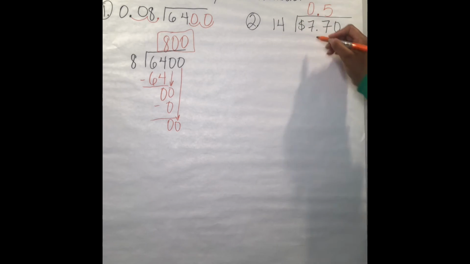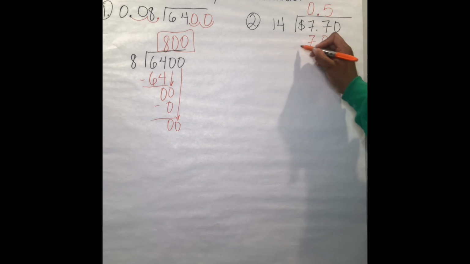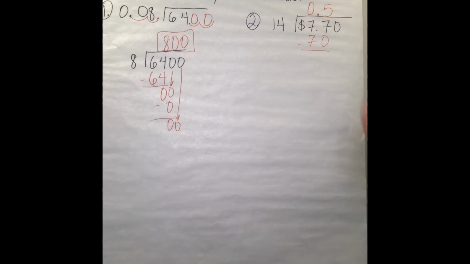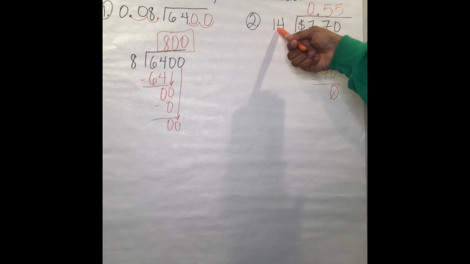5 times 14 is 70. So we're going to subtract 70 from 77, and we get 7. But we're not done. Remember, we have to bring these subsequent numbers down. So now I have 70 again. 14 goes into 70 5 times. 5 times 14 is 70. And we're going to subtract, and we're done. So that is how we divide decimals by whole numbers.